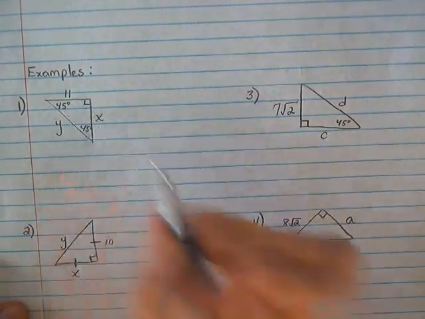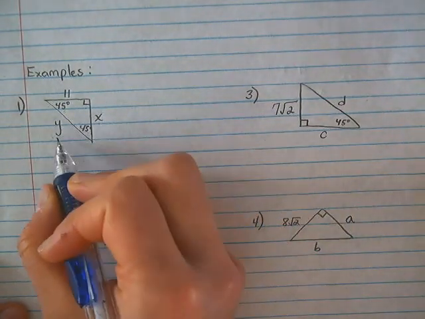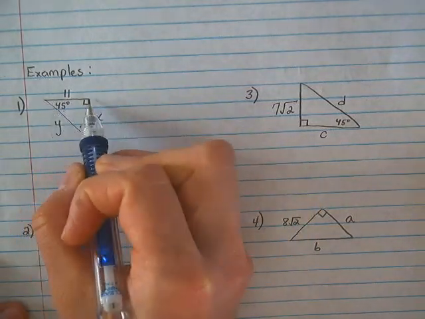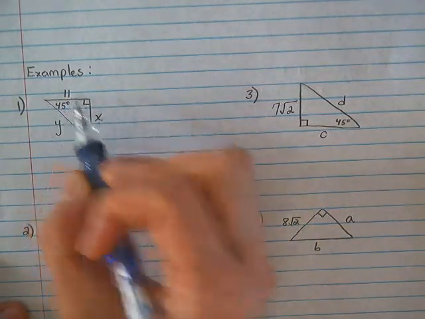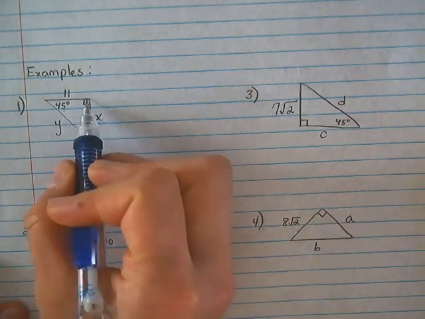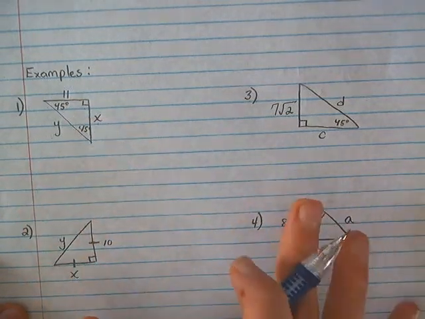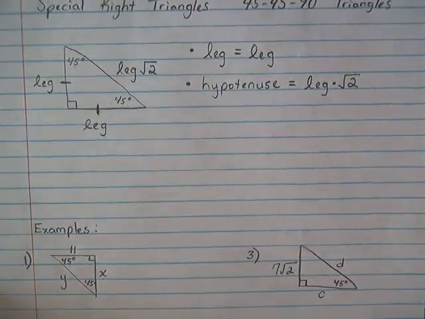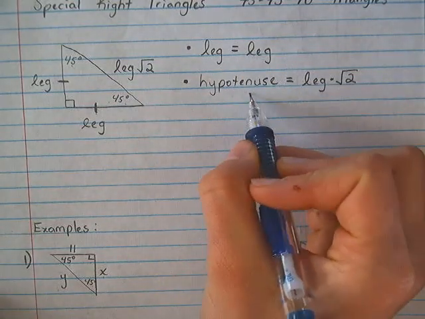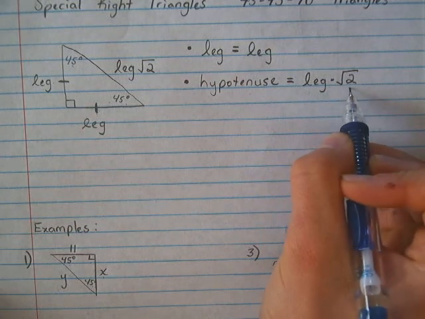So you have a 45, 45, 90 triangle. If you have to find x and y, look at what you're given. You're given this side right here. Figure out, is that a leg or a hypotenuse? Notice, because it surrounds that 90-degree angle, this is actually a leg. Looking at your properties, you know that the legs are going to be the same, and the hypotenuse is going to equal the leg times the square root of 2.